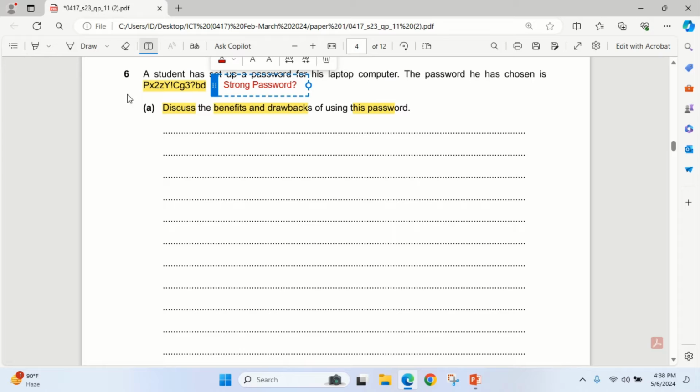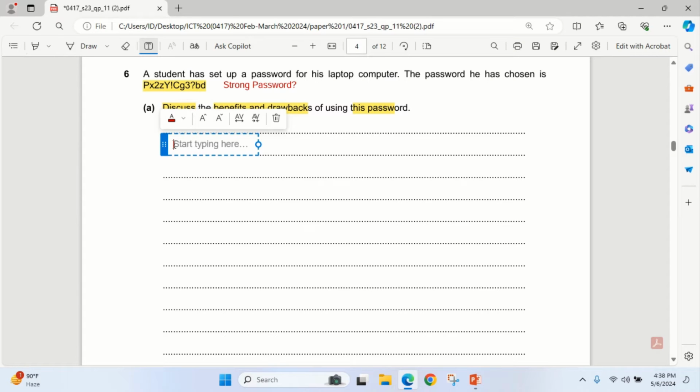How did I know? Because it is more than 8 characters long. It contains numbers and letters, and it contains uppercase and lowercase characters. So it shows that it's a strong password. So if the question says discuss the benefits and drawbacks of using this password, the question is simply asking for the benefits and drawbacks of using a strong password. So you need to understand the question for you to be able to write what will earn you the full mark. So I start, discuss is the command word.